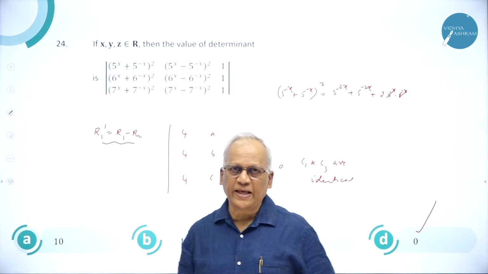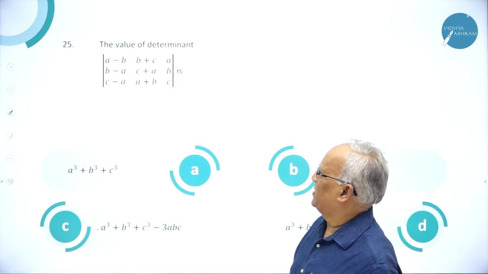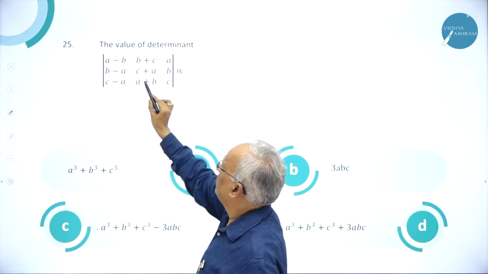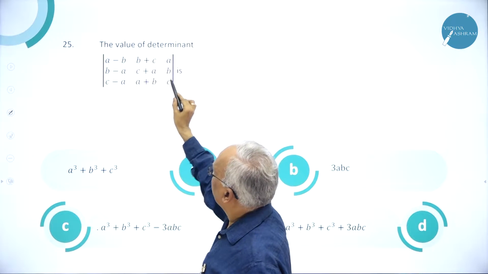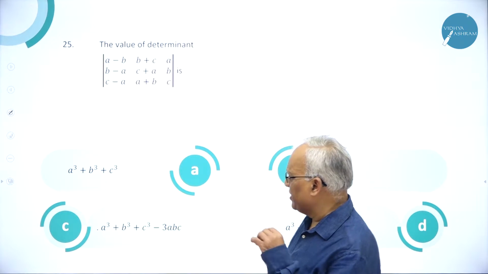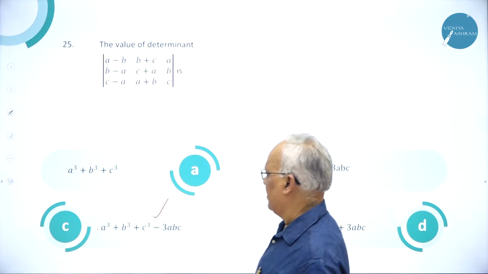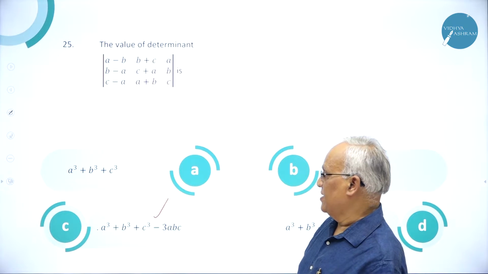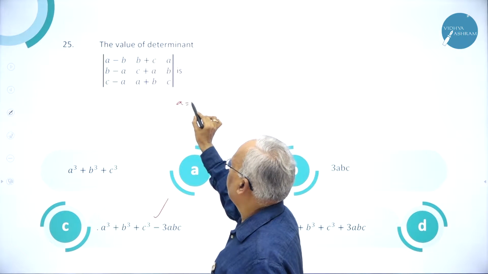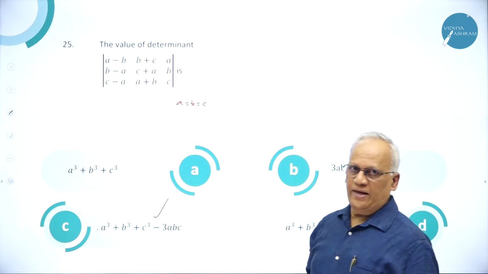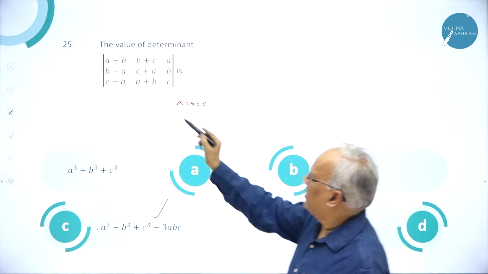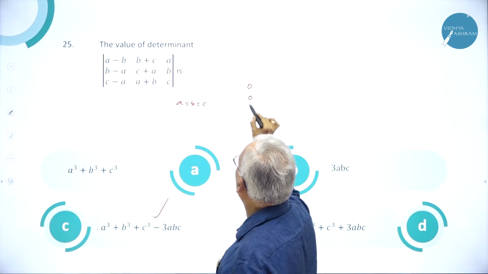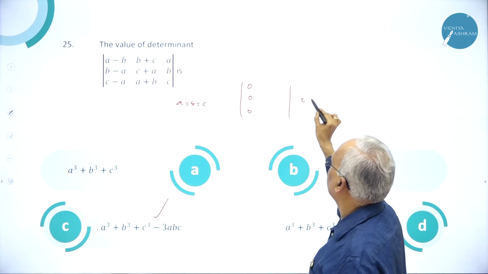Okay? Next question. The value of the determinant. You can expand. It takes more time because A minus B into CA, CC, and this A minus B squared. You simplify, you get this answer C: A cube plus B cube plus C cube minus 3ABC. But what technique you apply here is, suppose I put A equal to B equal to C. Then A minus B, B minus A, C minus A, all are equal to 0. So when one column is completely 0, that determinant is equal to 0.